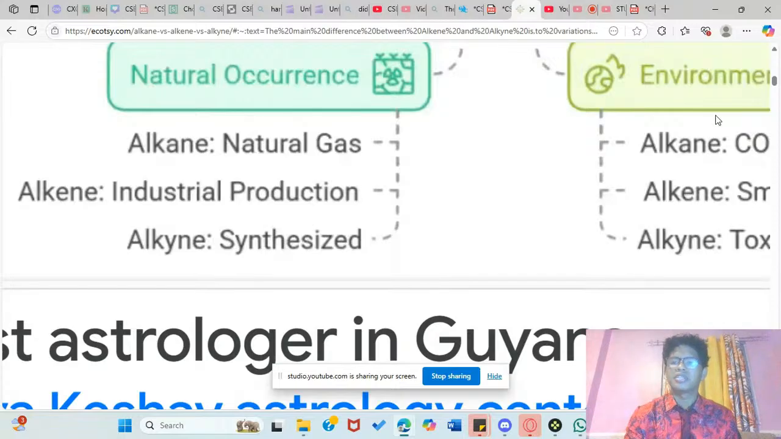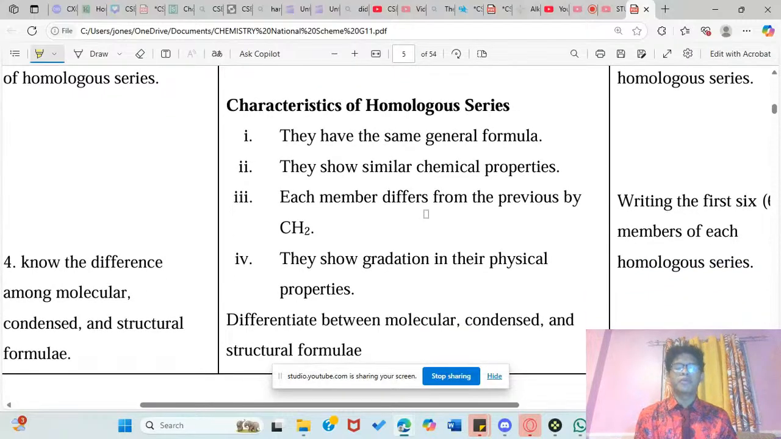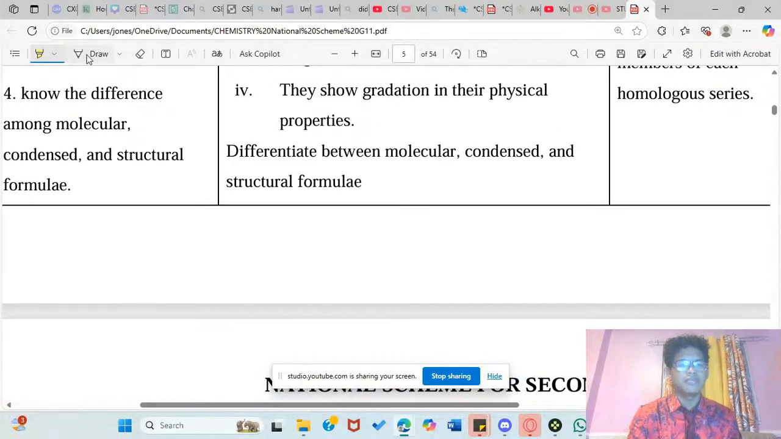Let's go back to the document and detail right now. So, characteristics of the homologous series: they have the same general formula. They show similar chemical properties. Each member differs from the previous by CH2. They show gradation in their physical properties. And something that needs to be highlighted is the ability to differentiate between molecular, condensed, and structural formulae.